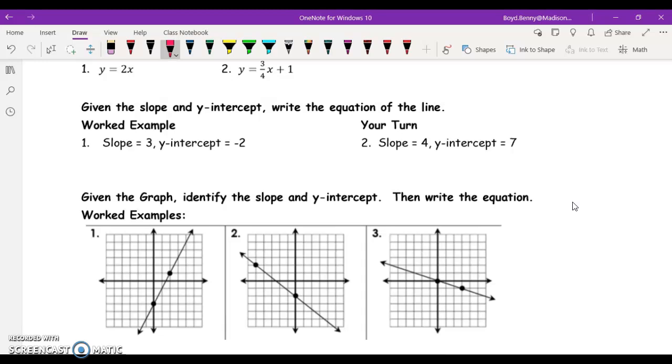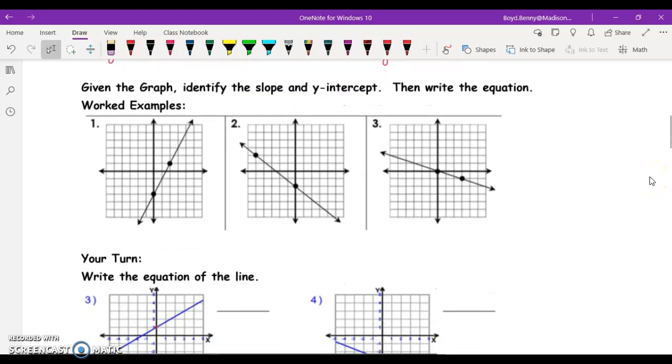Okay, so given the slope and the y-intercept, write the equation of the line. So the slope is 3 and the y-intercept is negative 2. Therefore, y equals 3x minus 2. For the your turn, y equals 4x plus 7. You jump back up here and do these two your turns. So my slope would be 2. My y-intercept would be 0. Here my slope would be 3/4, and the y-intercept would be 1. Okay?